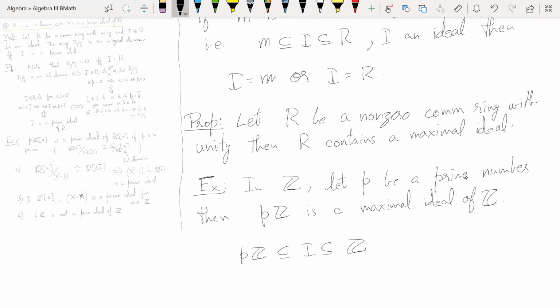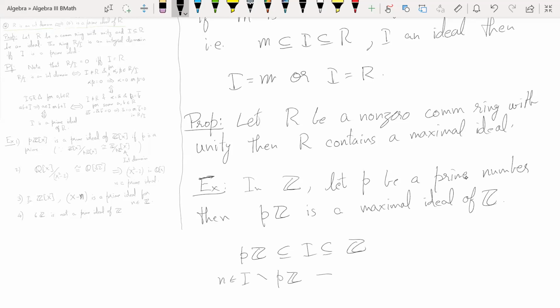Then of course, or maybe I'll use something else. I don't know. So suppose I contains something which is different. So what we have to show is, if I is not equal to PZ, then it has to be Z. So that N belongs to I minus PZ. So suppose I is not equal to PZ, then we want to show that I is equal to Z.